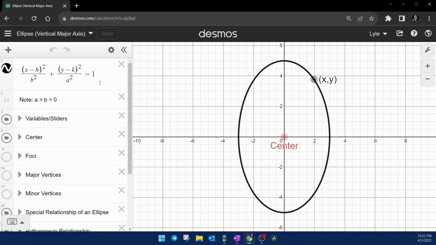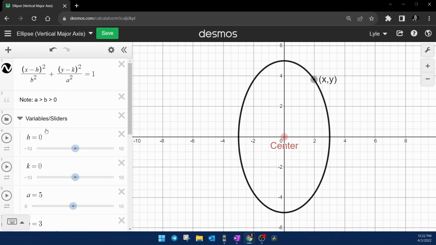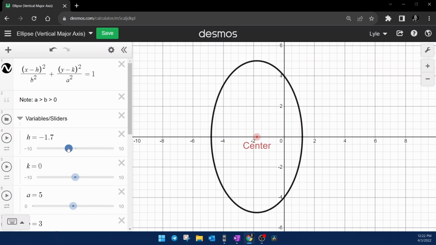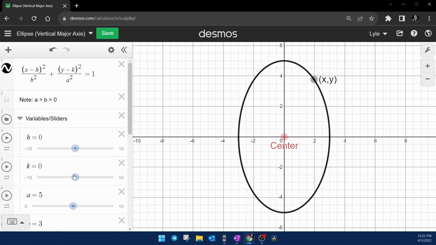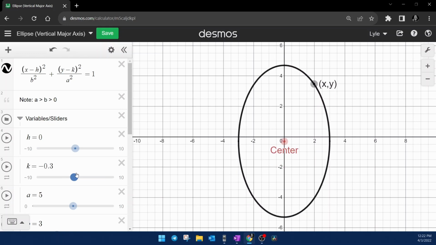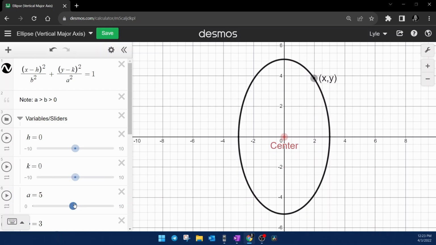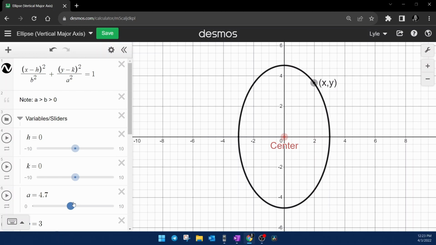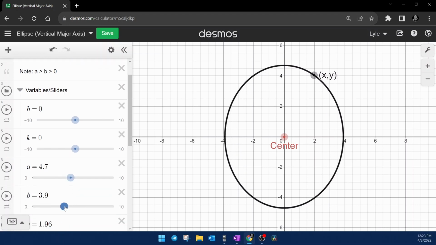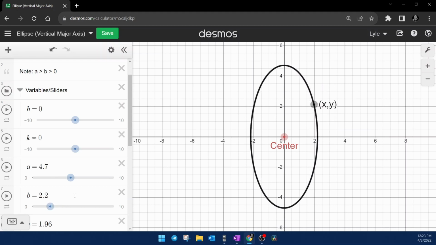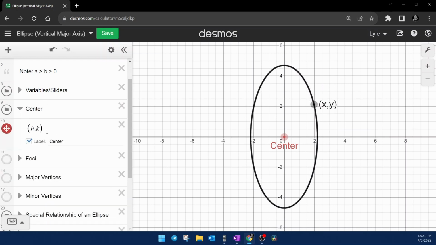And let's briefly run through the vertical major axis ellipse. Again, here you can see I have the formula for an ellipse with a vertical major axis where the big number is under the y squared. I have all the same variables and sliders, and they're going to do the same thing. So h is going to shift the graph left or right. k is going to shift the graph up or down. a is going to stretch or shrink the major axis, and b will stretch or shrink the minor axis. The center is still h, k.